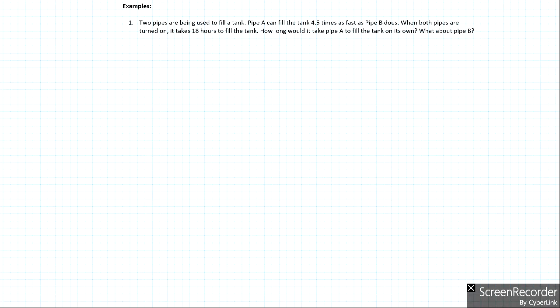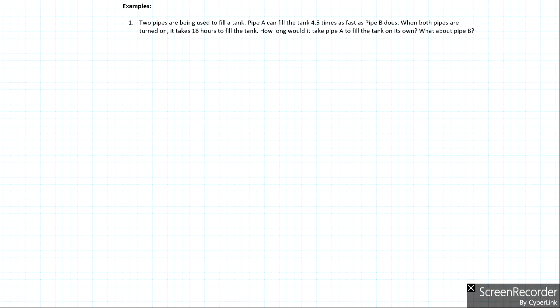And if we look at part A, or number 1, we can see in this scenario we have two pipes that are being used to fill a tank, and if pipe A alone is working, it'll fill the tank 4.5 times as fast as pipe B does, and when both pipes are turned on, it takes 18 hours to fill the tank. And we want to find out how long it would take pipe A to fill the tank on its own, and what about for pipe B, how long it would take for it to completely fill the tank on its own.